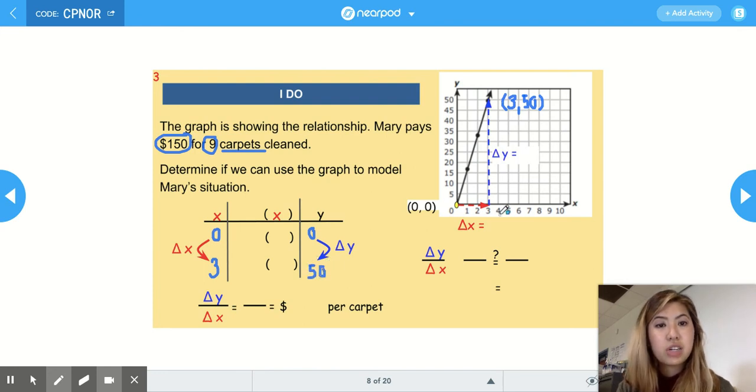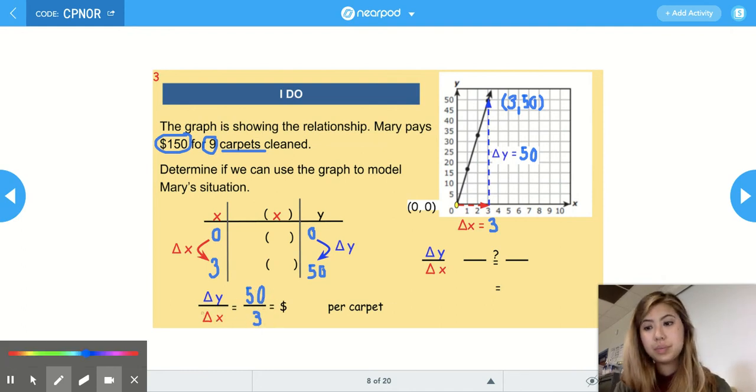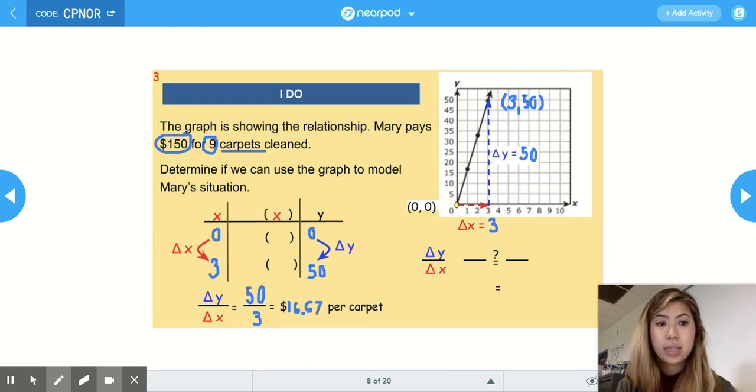And we're going to figure out our change in y values. So from 50 to 0, that was a difference of 50. So we have 50 over, and then our change in x values from 3 to 0, that was a difference of 3. So our change in x was 3. So now we have 50 divided by 3, and that is about 16.67. We're rounding to 2 decimal places, or to the hundredths place, because this is in money amounts.